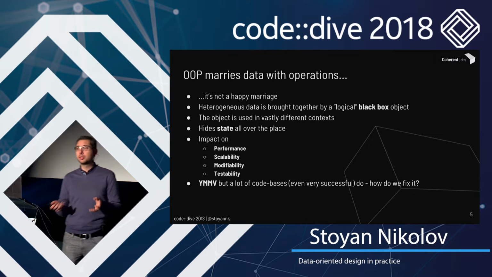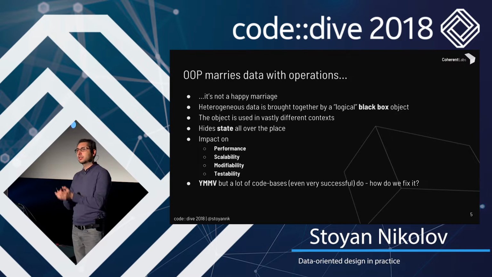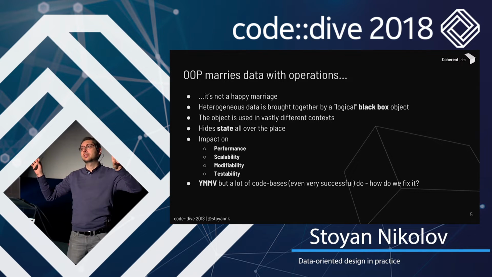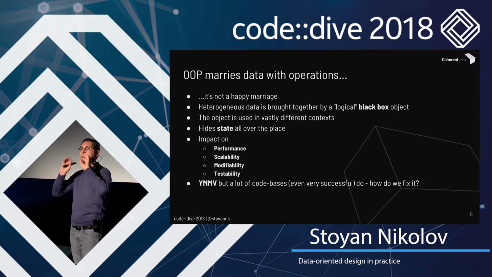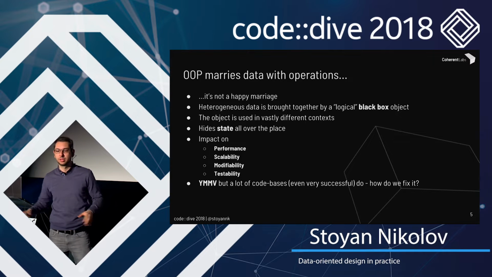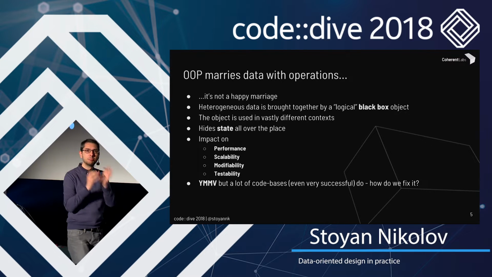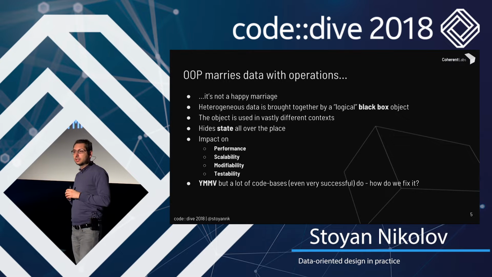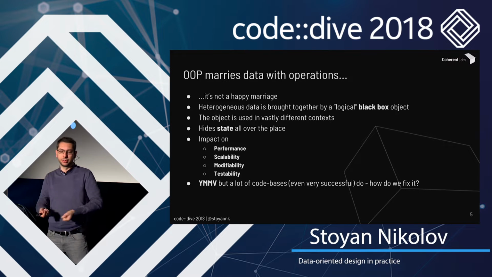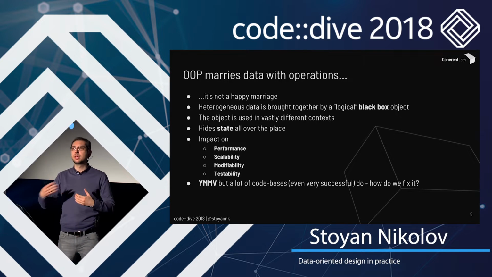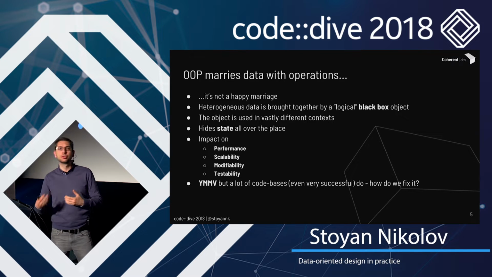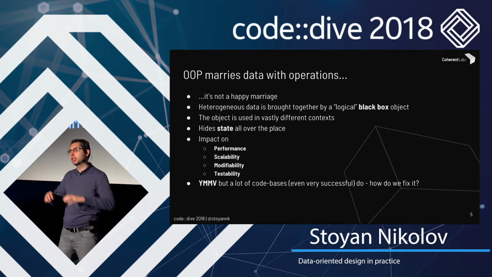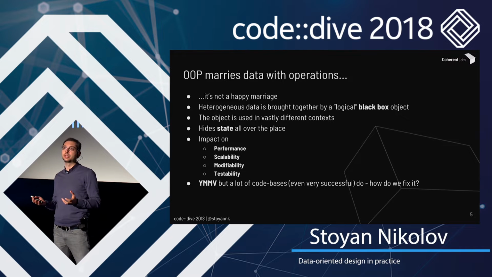So object-oriented programming is a concept that marries data with the operations that you apply on them. This is the basic premise that it gives you. It has other aspects, but this is the most core thing usually. So it's not often, however, a happy marriage, because with the evolution of your software, even if you start with a very clean design, you very often end up with these logical large black boxes of objects.